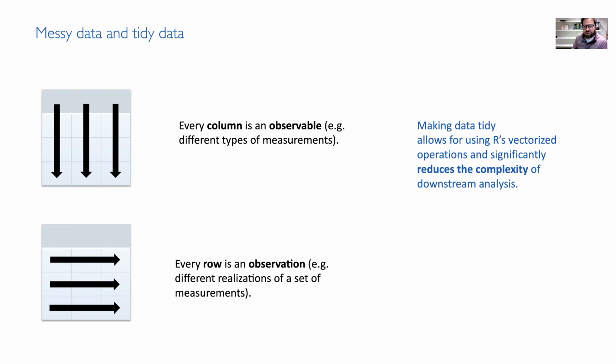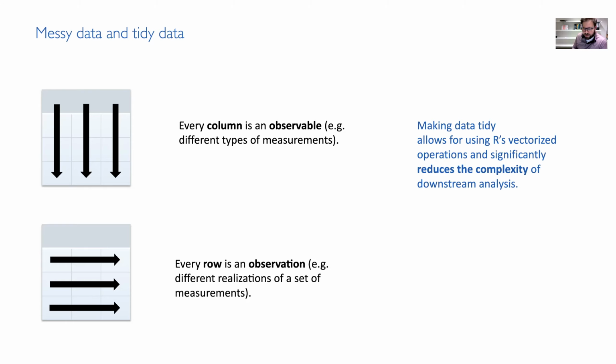Once you stick to these rules, your data is tidy. And when your data is tidy, so every column is a different observable and every row is an observation, then we can use vectorized operations in R or Python to perform operations on entire columns of these data tables. And that is extremely fast, because it's vectorized. We perform these operations one column at a time, and it drastically reduces the complexity of the code.